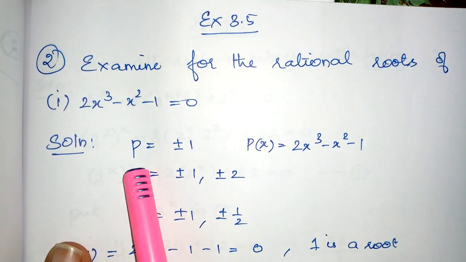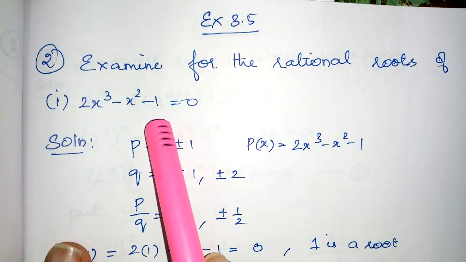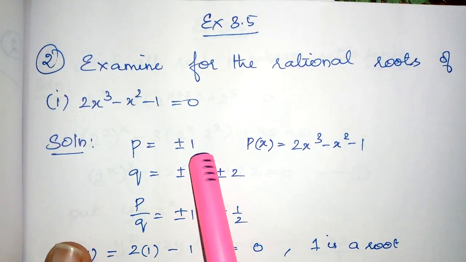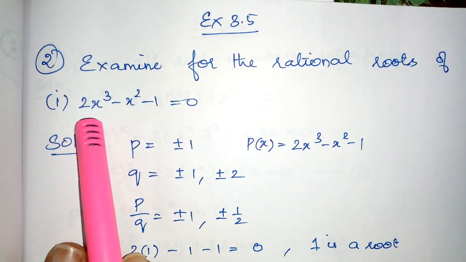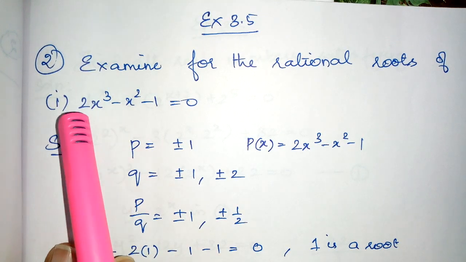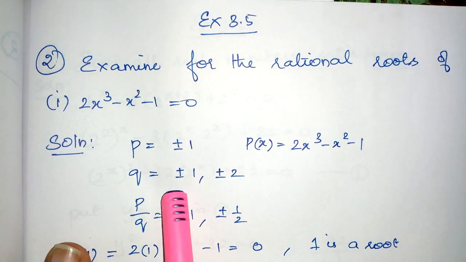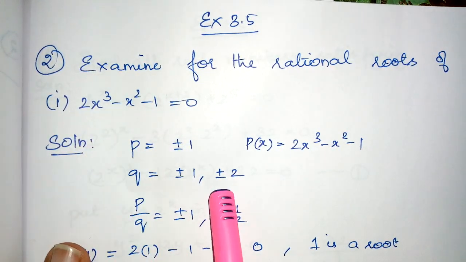What is P? P is nothing but the divisors of the constant term. So 1 can be divided by plus or minus 1. And what is Q? Q is nothing but the coefficient of the first term, which is 2. So 2 can be divided by plus or minus 1 and plus or minus 2.